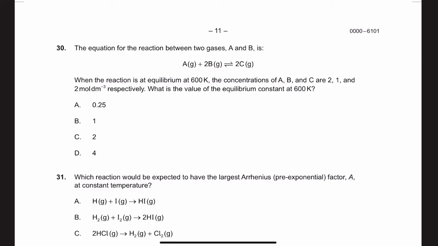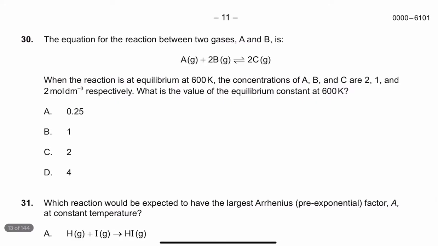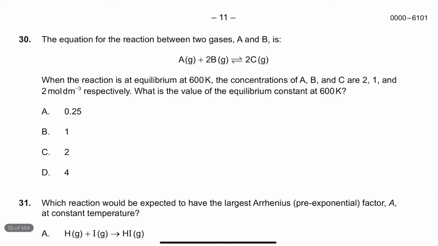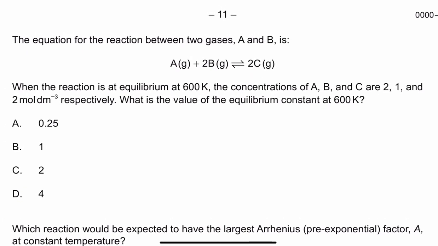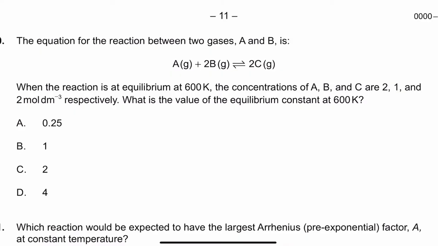It's a reversible reaction. And when the reaction is at equilibrium at 600 Kelvin, the concentrations of A, B, and C are 2, 1, and 2 moles respectively. What's the value of the equilibrium constant Kc at 600 Kelvin? Okay, so let's just use the formula. Pretty simple. So A, B, and C are 2, 1, and 2 respectively. So we know C has a concentration of 2 at equilibrium. To make it easier for you to understand, I'm just going to write out the whole expression first. So it's going to be concentration of C squared over concentration of A times concentration of B squared.